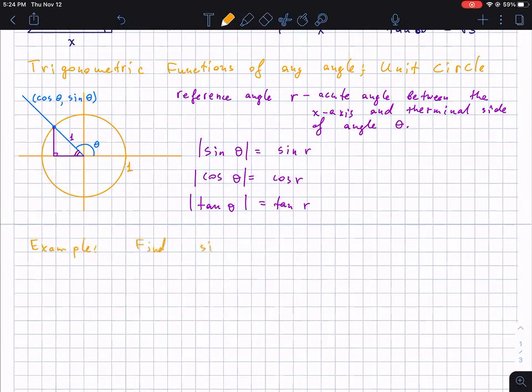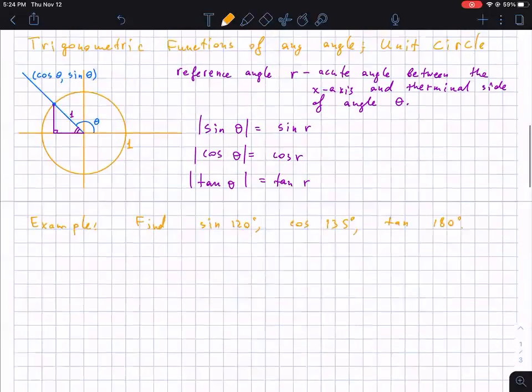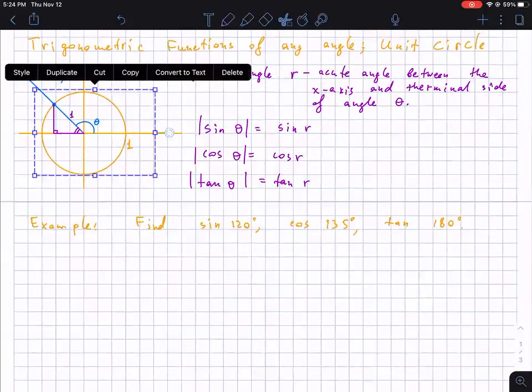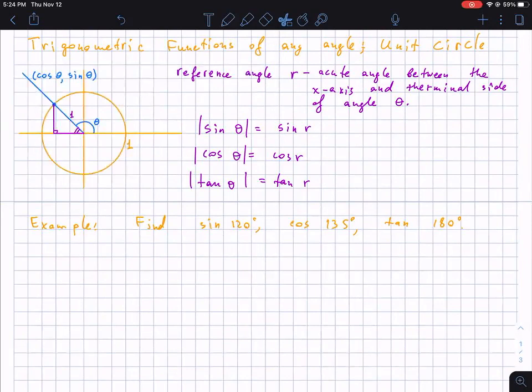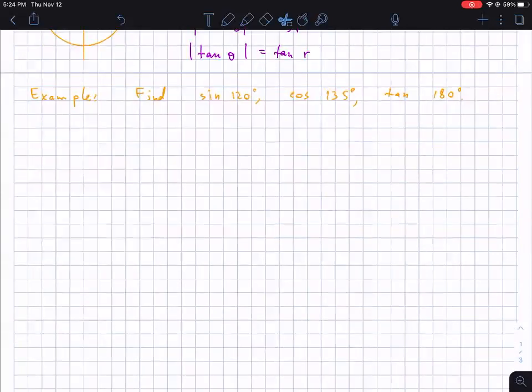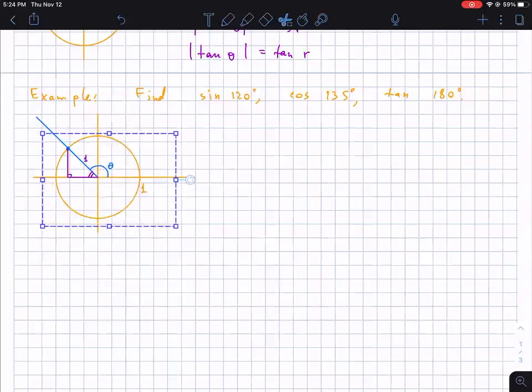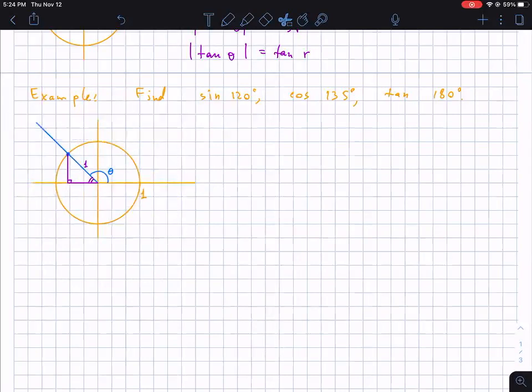Find sine 120 degrees, cosine 135 degrees, and let's say tangent of 270 degrees. Let's not do 270, let's do 180. Okay, so what would that mean? Okay, so first let's do 120 degrees.